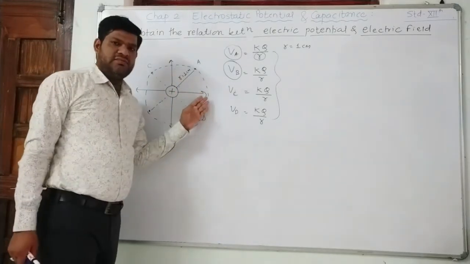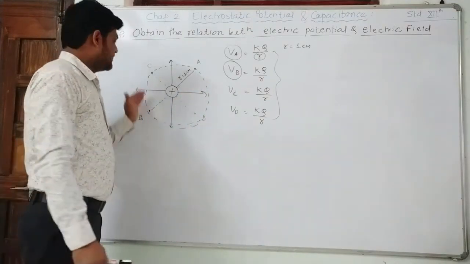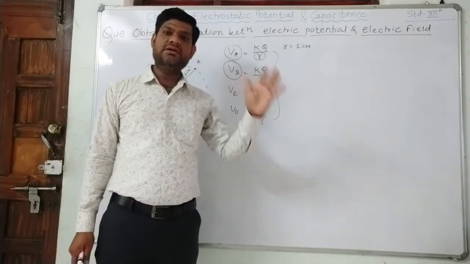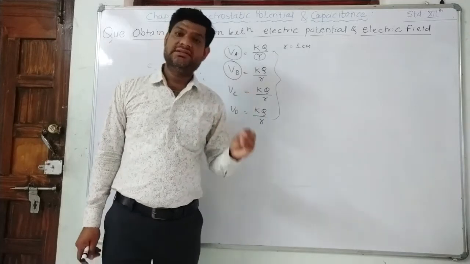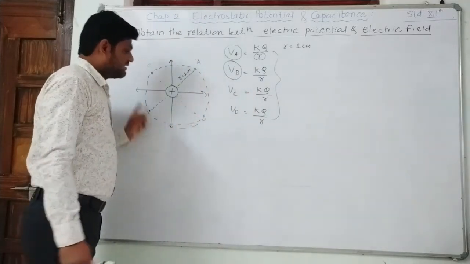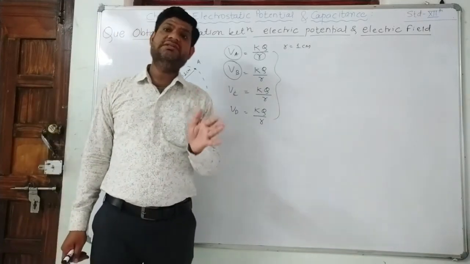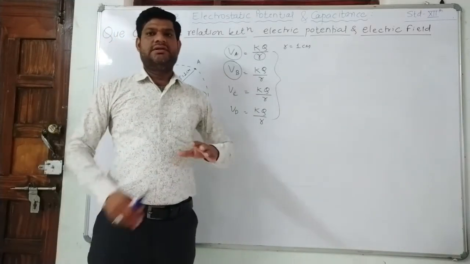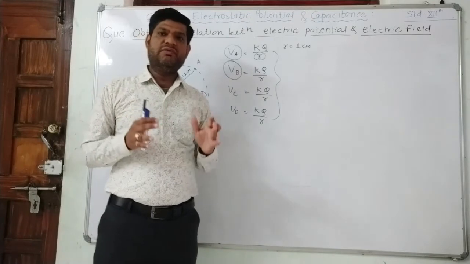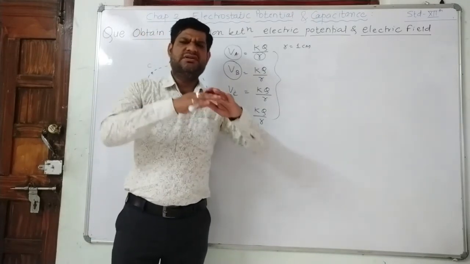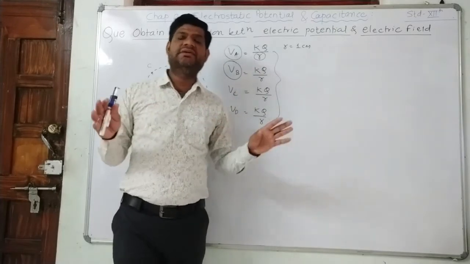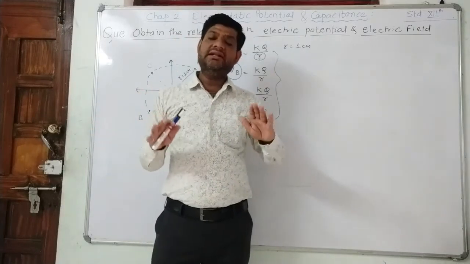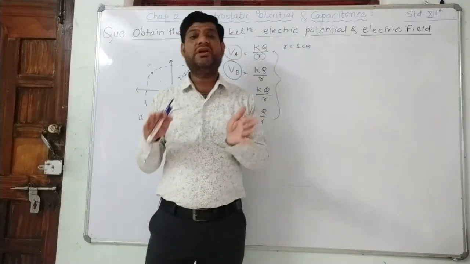So what is the importance of this imaginary surface? At all points on this imaginary surface, the potential is the same. So that's why this imaginary surface is known as the equipotential surface. Equi means equal. Suppose we consider any surface, and on that surface all points have the same potential, then that surface is known as the equipotential surface.